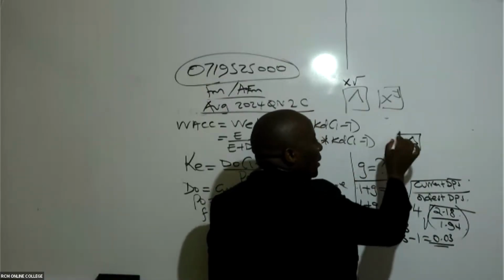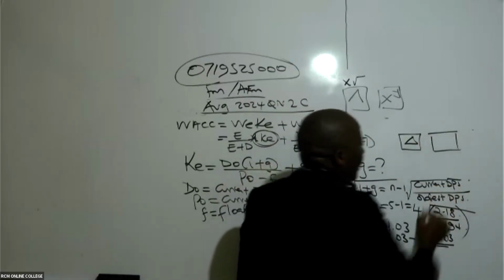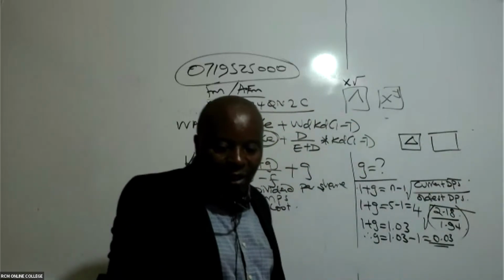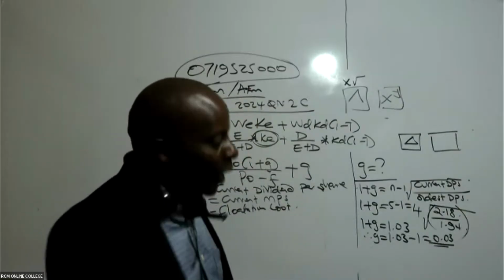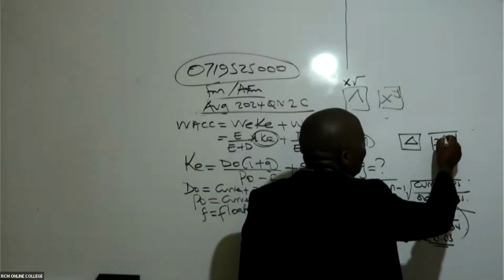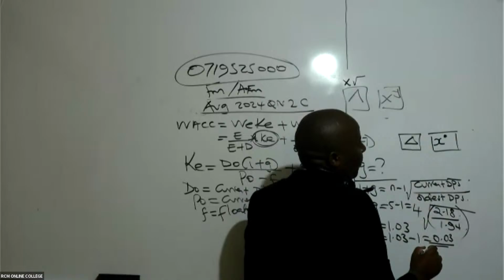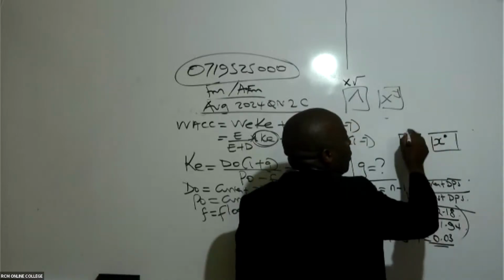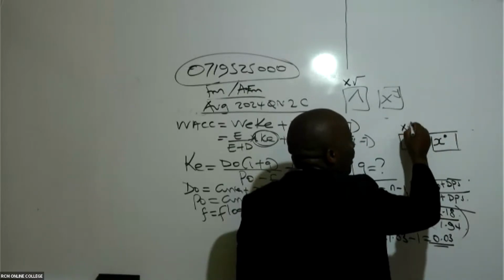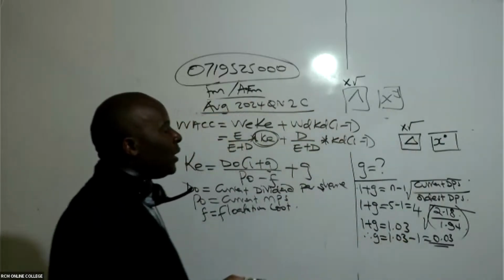On top of this raised to, in some calculators, you will see it written like x raised to y, or even x with a dot. Then on top of this, you will see something called x root. How do I get this x root?